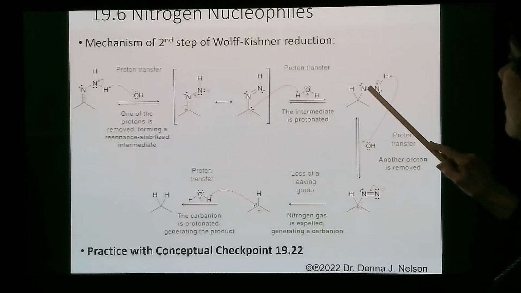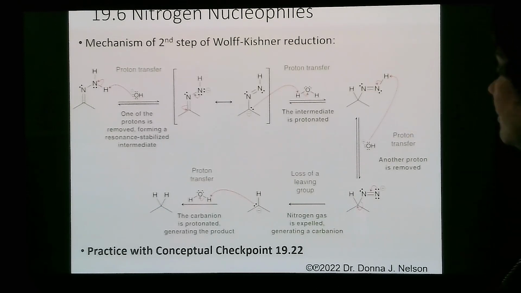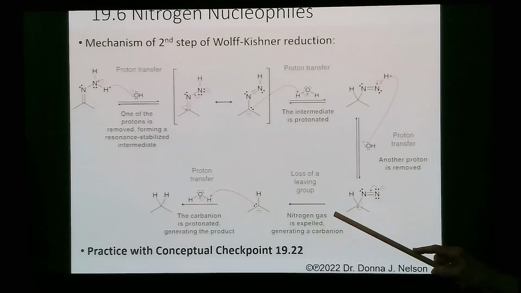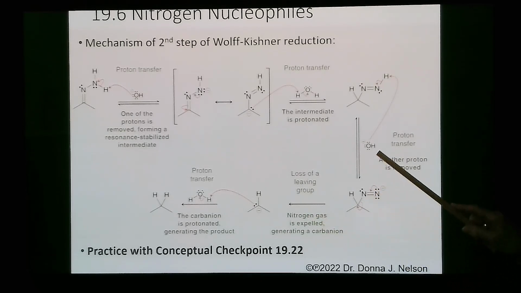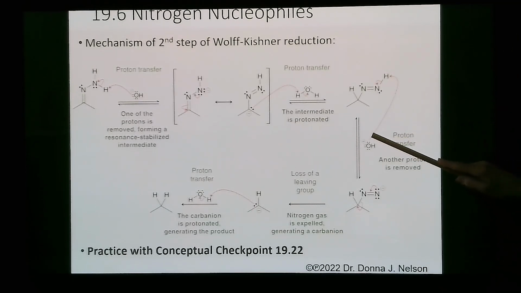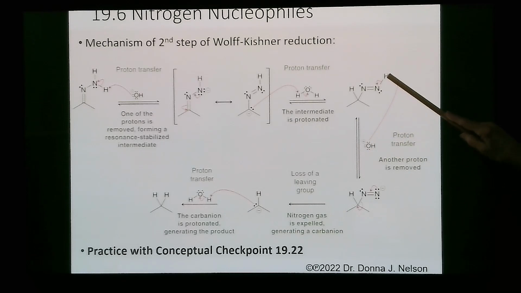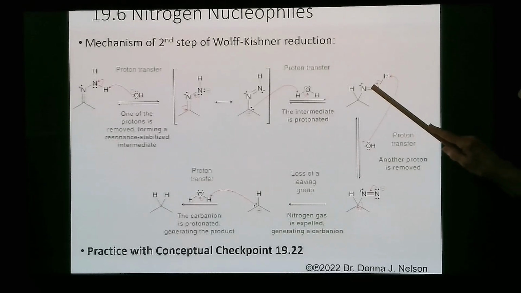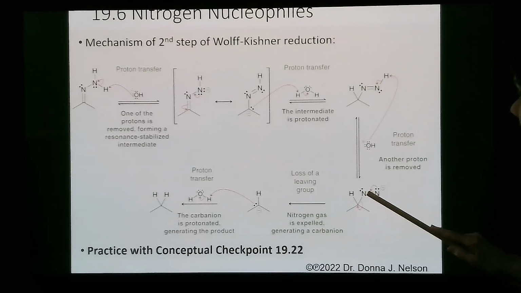So now you have a nitrogen-nitrogen double bond. What you're going to form is a nitrogen-nitrogen triple bond, because that's gas, and that will make it an excellent leaving group. So what needs to be done now is the base comes in, removes a proton again, and this nitrogen-hydrogen bonding pair moves in and forms the triple bond.